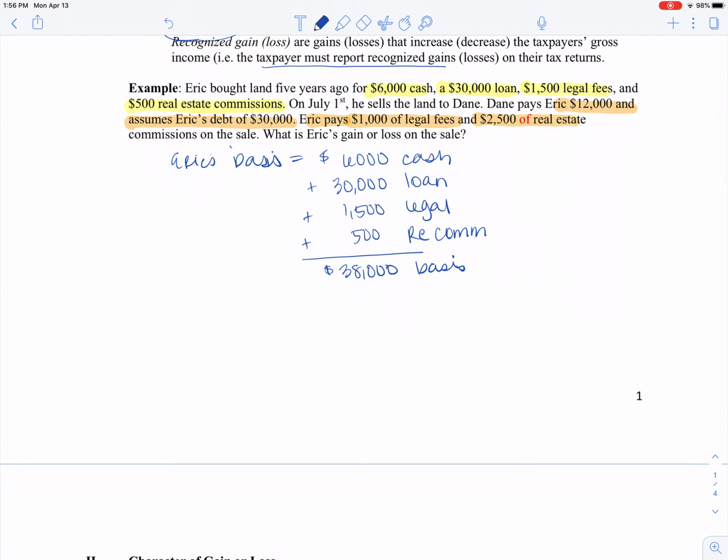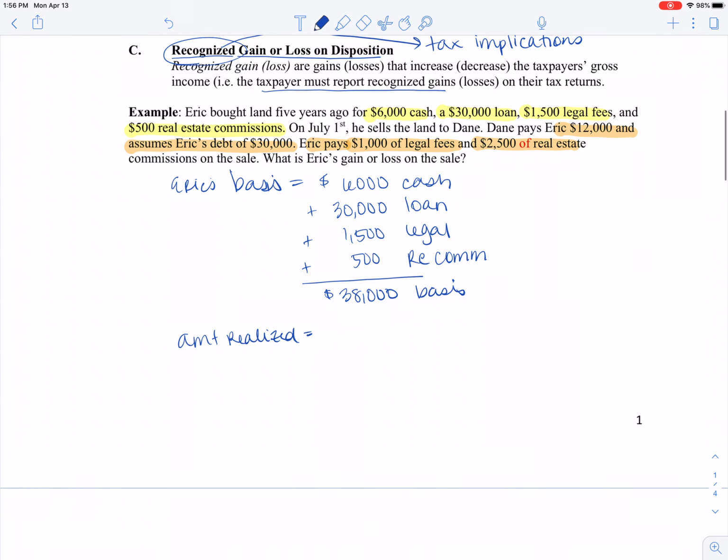We don't depreciate land, so there's no cost recovery that's going to affect our basis. So now we just need to figure out what is the amount realized. So amount realized equals, let's go back and look. Dane pays Eric $12,000. So Eric is getting $12,000 cash. Eric's also getting $30,000 in debt relief.